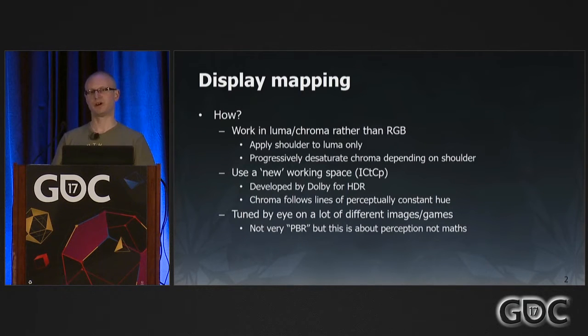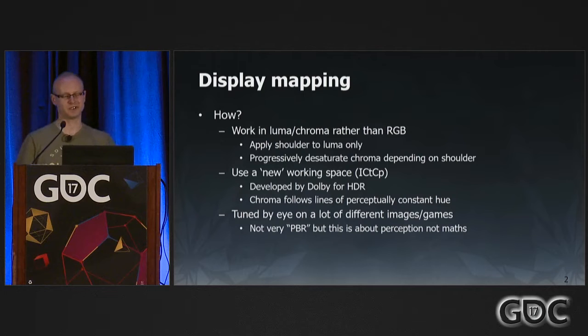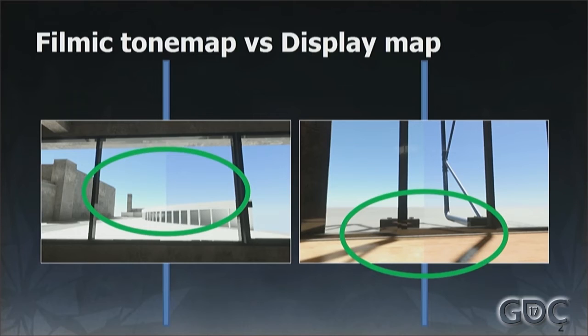So it's right at the end of the pipeline, and we figured that would be OK. It's perception, not maths. And I got some examples side by side. These are split screens. So on the left of each image is the old Frostbite Filmic tonemap, and on the right is the display map.